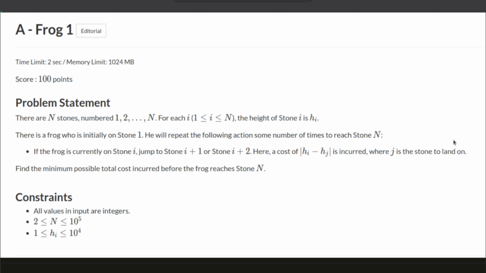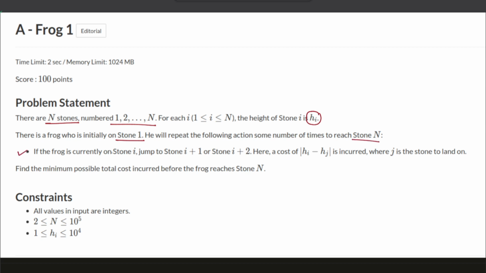This is problem A, Frog 1, from the AtCoder Educational DP Contest. The problem states that there are n stones numbered from 1 to n. For each i, the height of the ith stone is h_i. There is a frog who is initially on stone 1. He will repeat the following action some number of times to reach stone n.